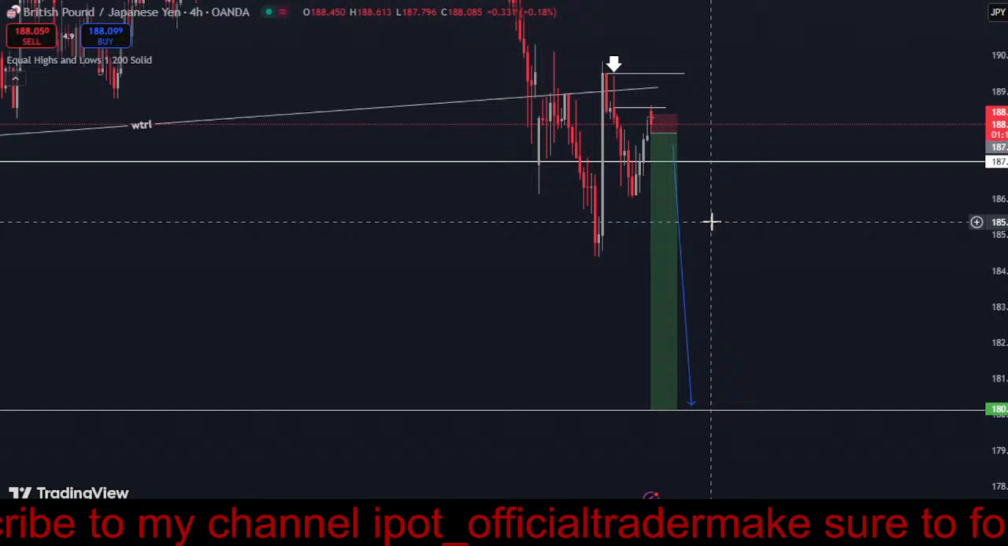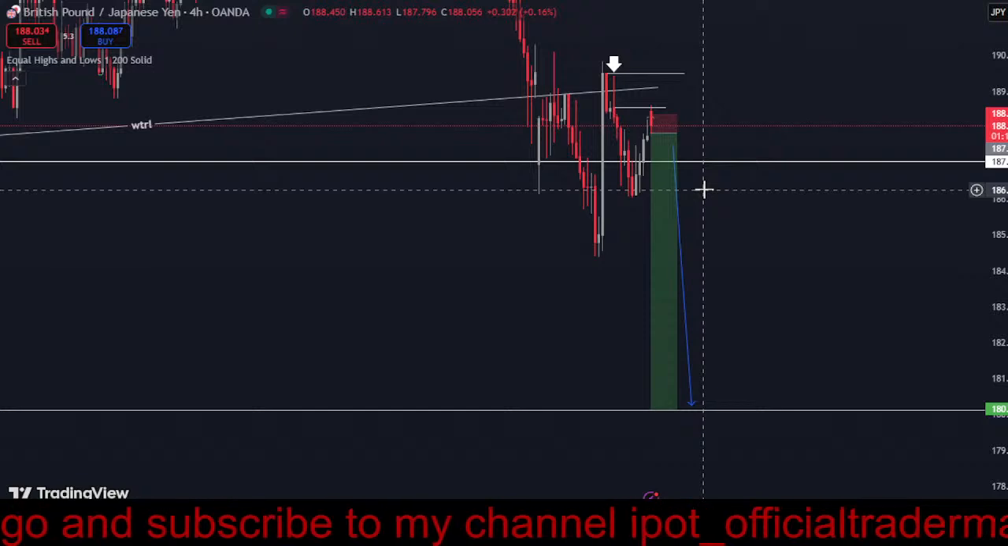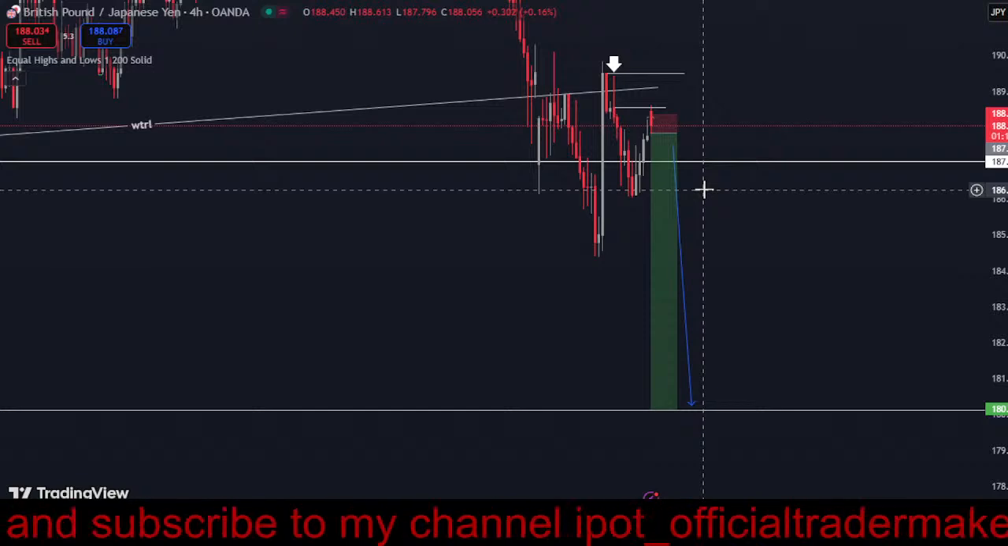Sorry, I intend to hold this until that area, but obviously if London session approaches and we are not even near these areas or anything, then I'm not going to be active for GBPUSD. So that's what I'm looking at.